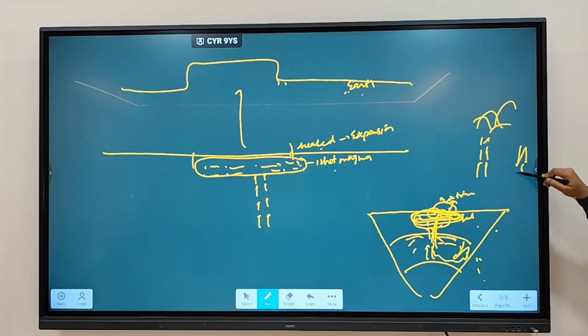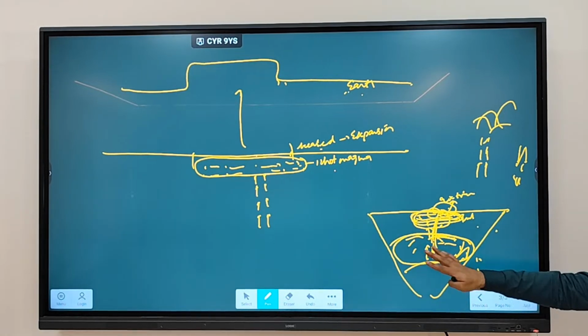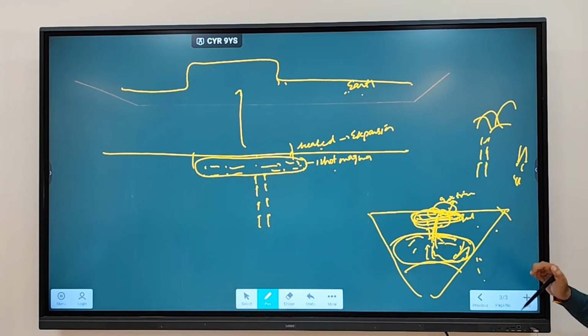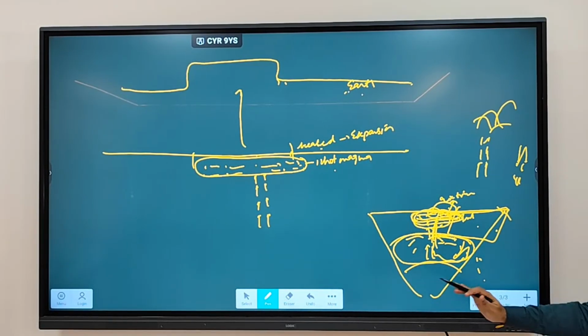Wherever falling limbs are there, the plate will go down, and as a result, trenches can form over here. Fine. This convectional current is in the mantle region, not in the entire crust region. The entire crust region is your lithosphere, the harder part, which is moving because of convectional current.